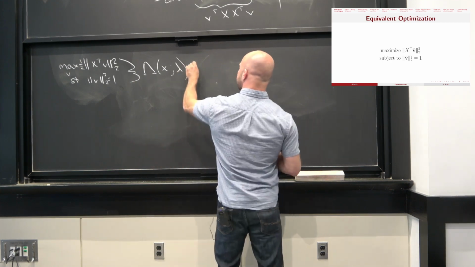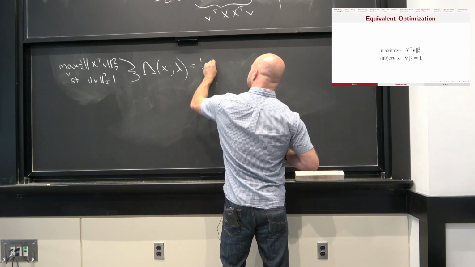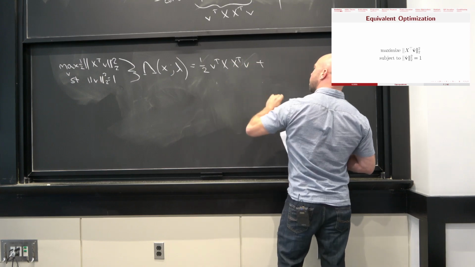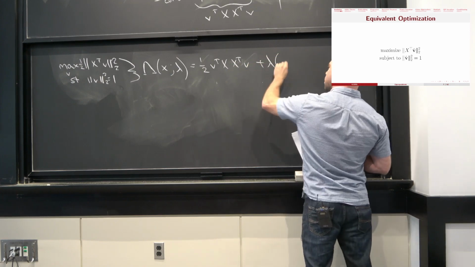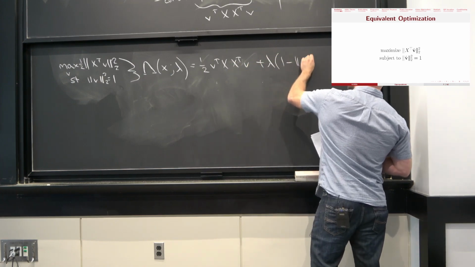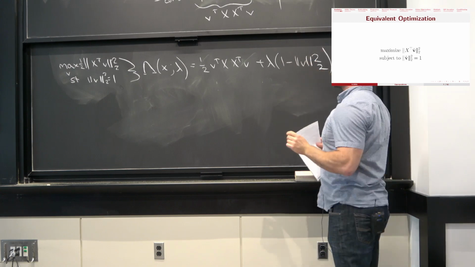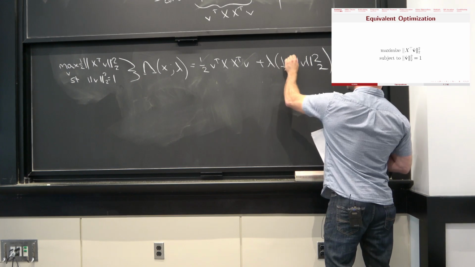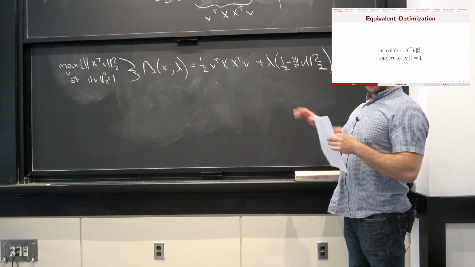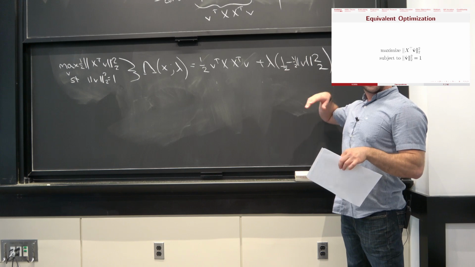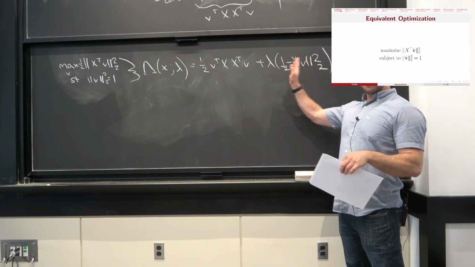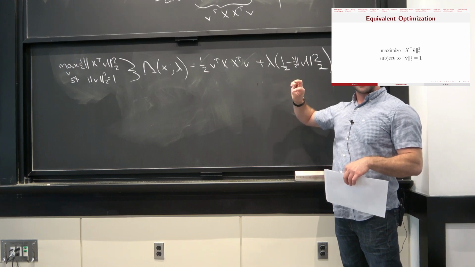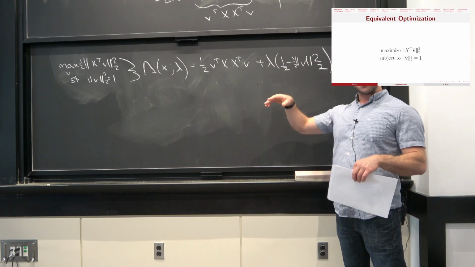So our Lagrangian is going to be 1/2 v transpose x transpose v, plus lambda times 1 minus the constraint. Incidentally, we can do the same thing with the constraint if we want, like 1/2 the norm of v squared equals 1/2. But none of this matters. All I'm doing is anticipating that I'm going to get rid of some constants by doing this. If you didn't, you would just do it after the fact.